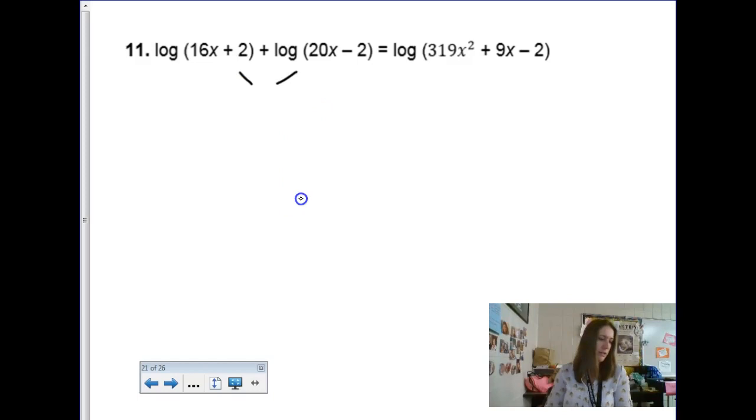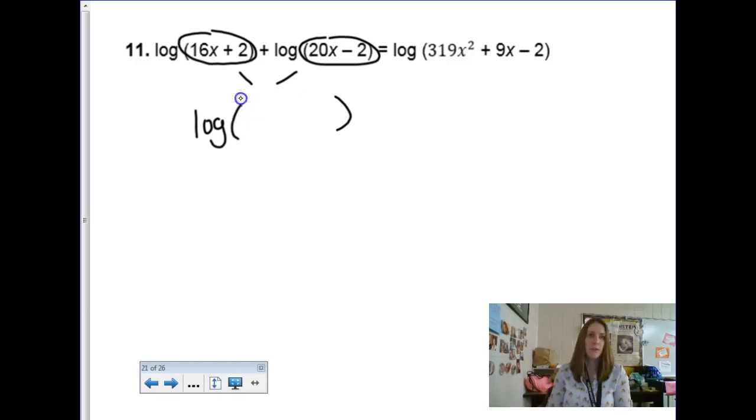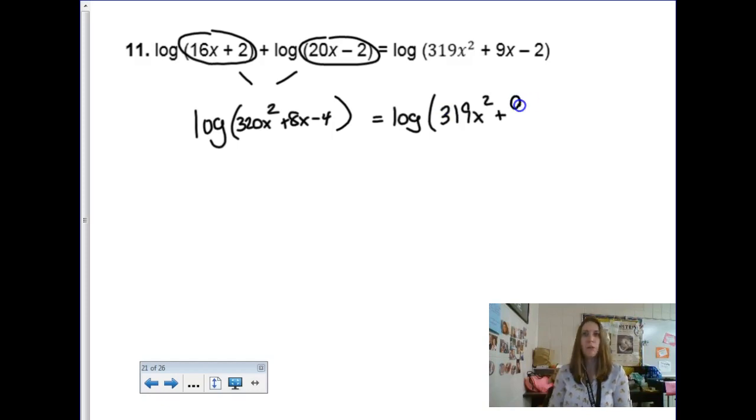Oh, yuck. All right. Ready to have fun with this? When you multiply these two binomials together into one new common logarithm, you end up with, yuck, I'm going to cheat and steal my answer from before, 320x squared plus 8x minus 4. So this is a common logarithm again. So exponentiating with that common base of 10 means these cancel, and we have a quadratic.